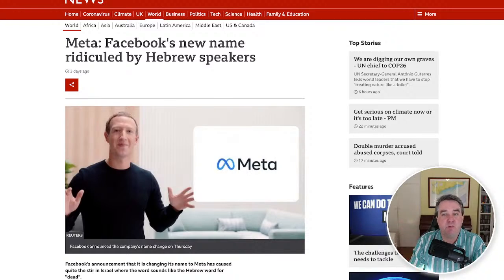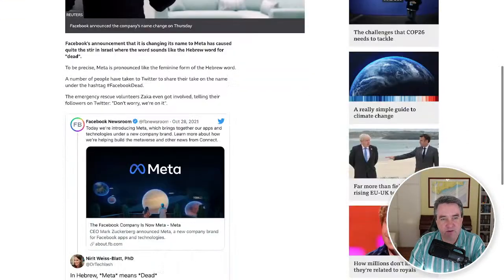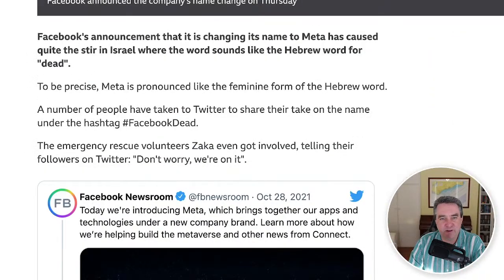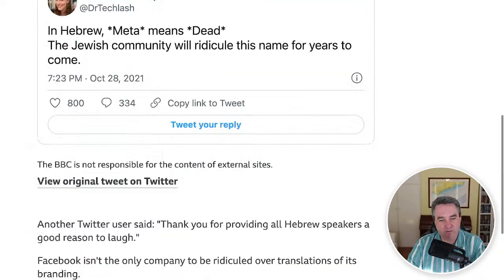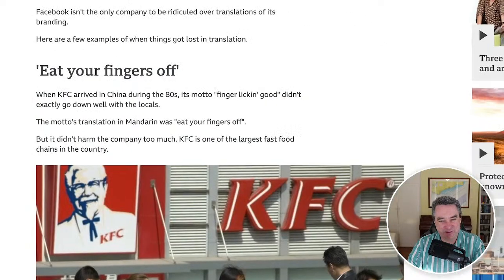It's similar to a word in Hebrew which means dead or something like that. So if we have a look here, I can see Facebook's announcement for Meta is changing its name, and it's caused quite a stir in Israel, where the word sounds like the Hebrew word for dead. Okay, so quite interesting elements about languages and how things are named, because there's other things related to culture.